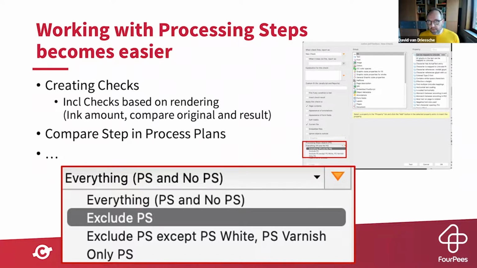You could already work with processing steps in checks, because you can make conditions that refer to a particular processing step and use that to filter. But in pdfToolbox 13, on the left-hand side of the preflight check editor, you now have a pull-down menu that makes that selection much easier. You can say, for example, in this check I'm only interested in real objects of the file that are not contained in any processing step, and then I would put it on exclude processing step objects. So much easier that way.